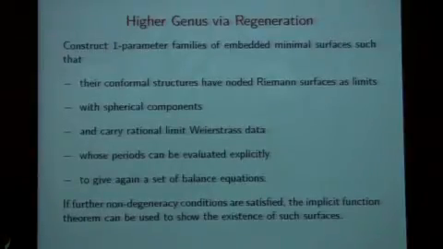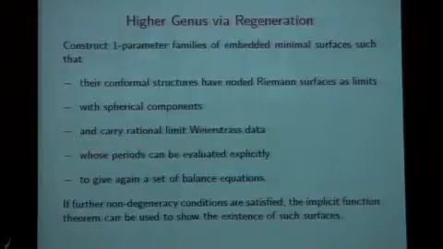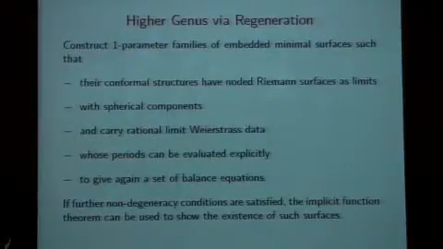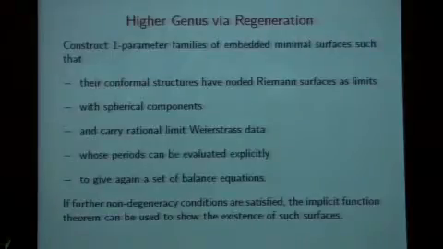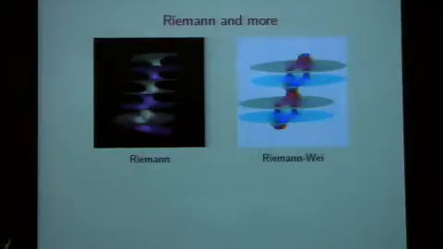So we need one regeneration step. We need to use the implicit function theorem to regenerate from the degenerate limit to actual surfaces nearby that limit in space. And that's what Traizet achieved in a few cases. Here is the first case for which Traizet invented his method.